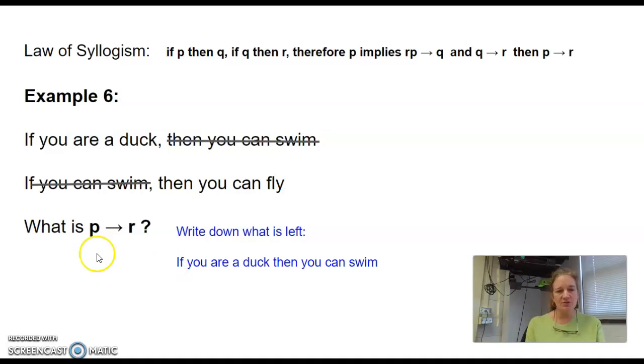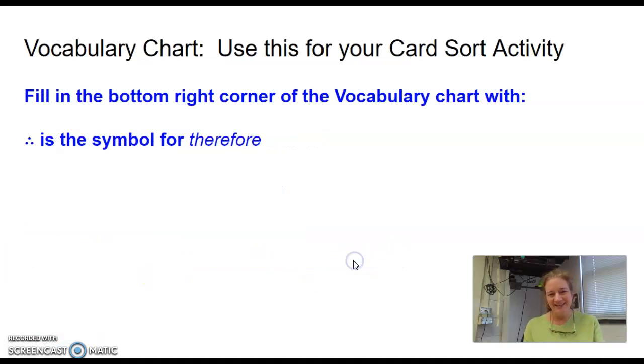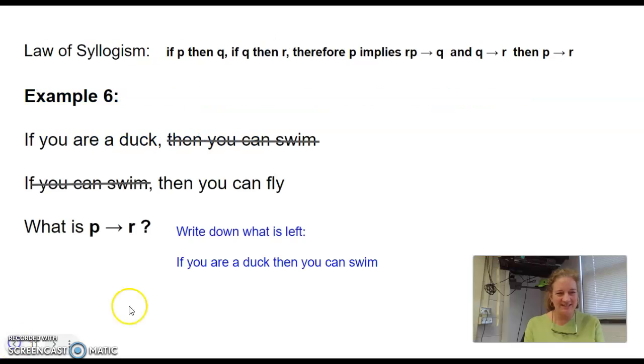Oh, whoops, I wrote the wrong thing. Don't write that down. Whoa, oh my gosh, I panicked. Change the swim to fly. You write down what's left. So don't do what I just did. Do what I'm telling you to do. Do what I say, not what I do, right? Write down what's left. If you're a duck, then you can fly. Oh, and I can check and make sure that you followed the notes, like we're listening.